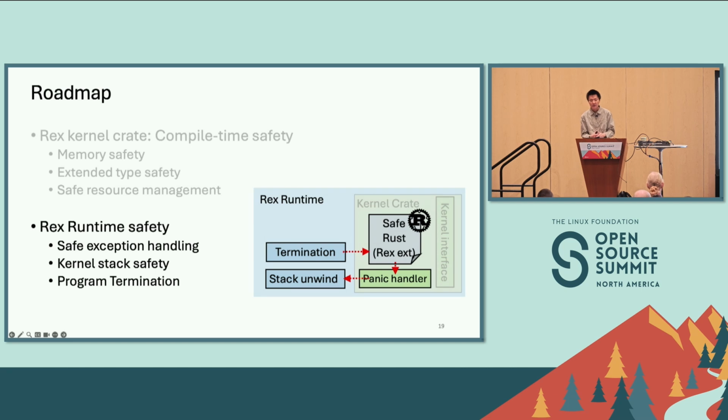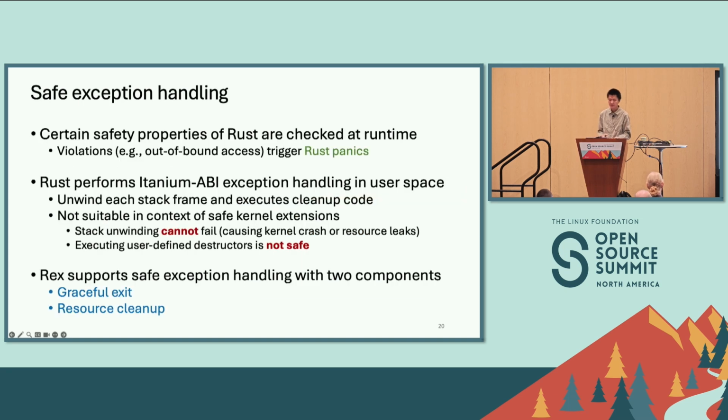All right, so now we have seen how the compile time safety is implemented in Rex. Now let's move on to the Rex runtime. It turns out that certain safety properties of Rust itself are already checked at runtime. Violations such as array out of bound access will just trigger Rust panics. In user space, upon a panic, Rust will perform the Itanium ABI-based exception handling, which will unwind each stack frame and execute the cleanup code on a frame before going to the next frame.